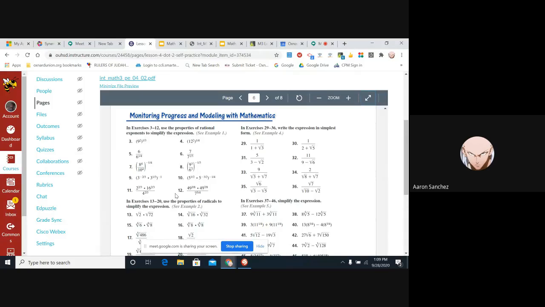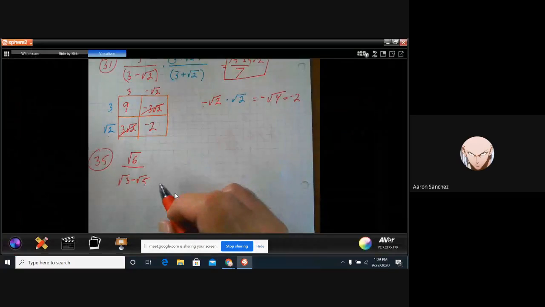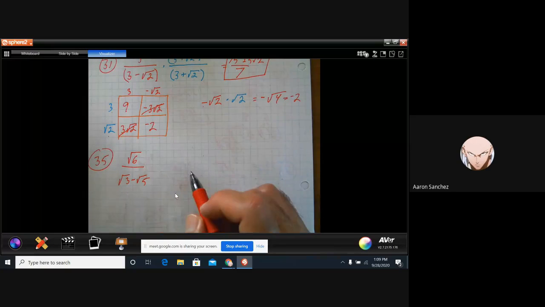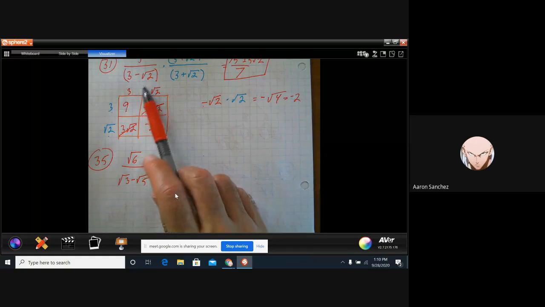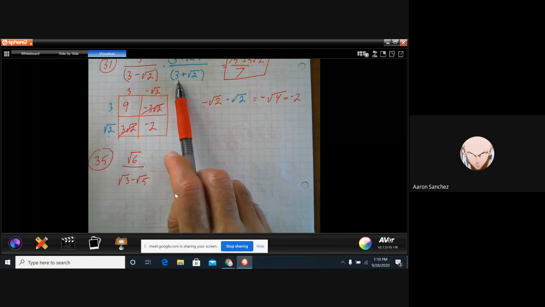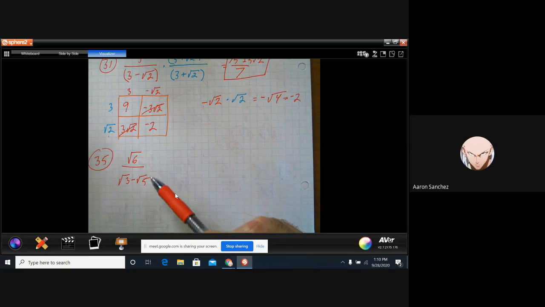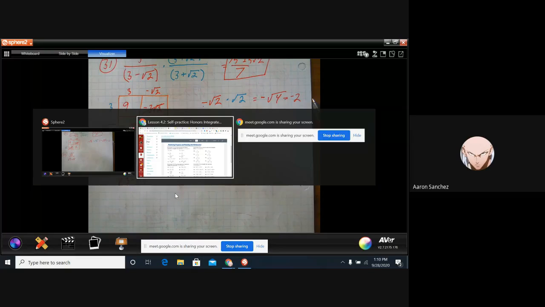You also have to do the conjugate because you have that addition. 6 over square root of 3 minus square root of 5. Now, see if you can figure this out: what do you think the conjugate of square root of 3 minus square root of 5 is going to be? It's the same exact pattern as the one we did here. 3 minus square root of 2, conjugate is 3 plus the square root of 2. What do you think it's going to be for square root of 3 minus square root of 5?